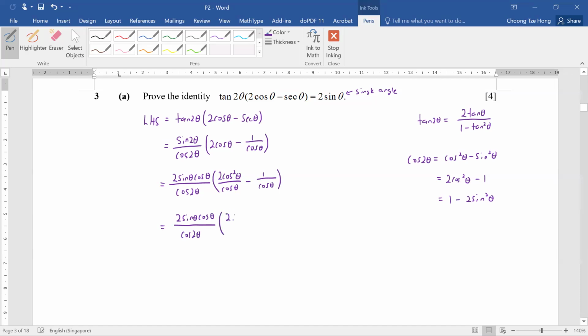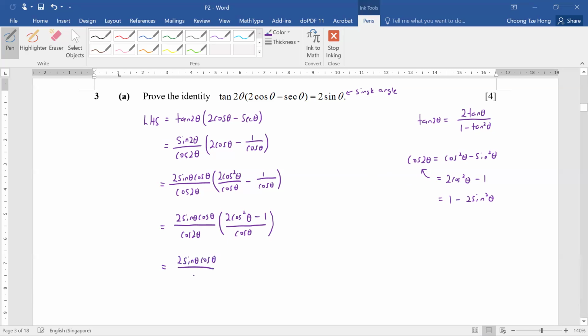Okay, so we will have 2 cosine square theta minus 1 over cosine theta. If you look at the double angle formula, 2 cosine square theta minus 1 is actually cosine 2 theta, correct? So now we can replace this 2 cosine square theta minus 1 by writing it as cosine 2 theta, and you will be able to cancel off with the cosine 2 theta over here. So let's do it.